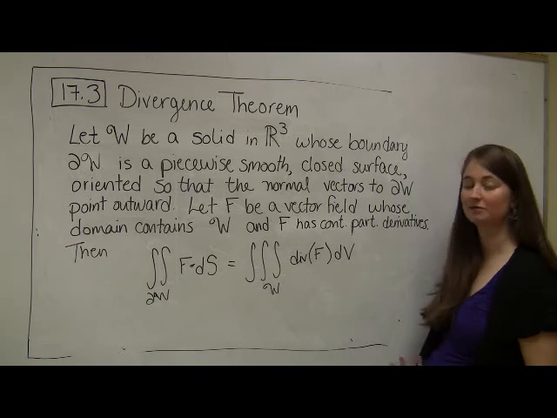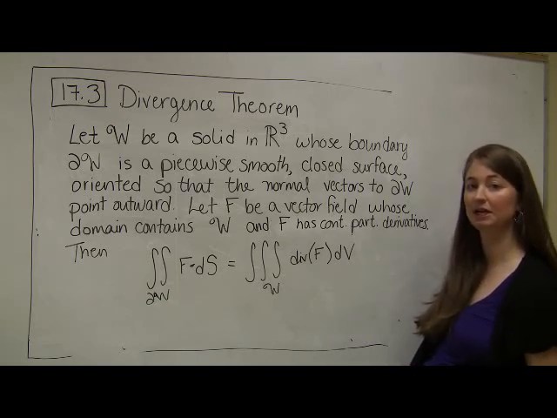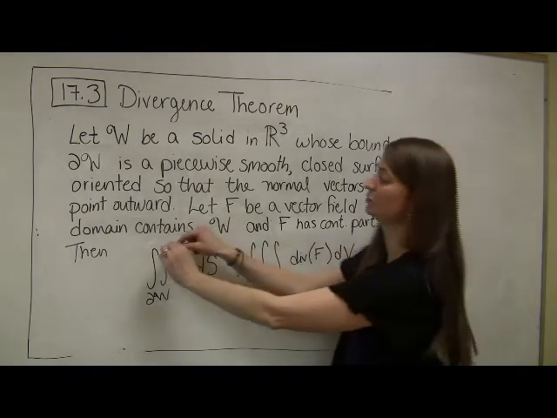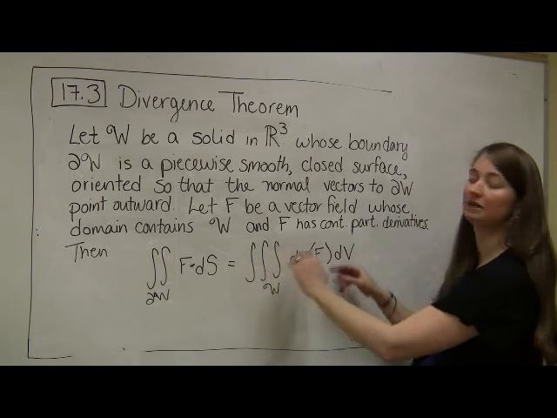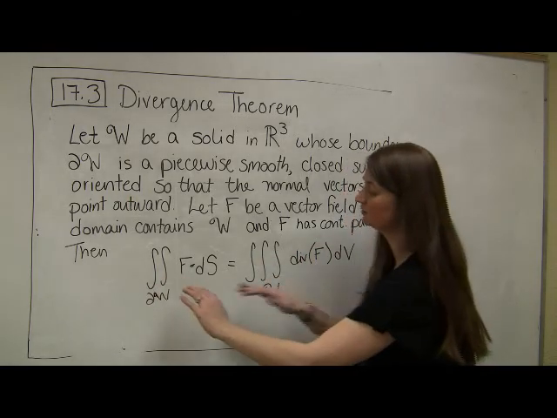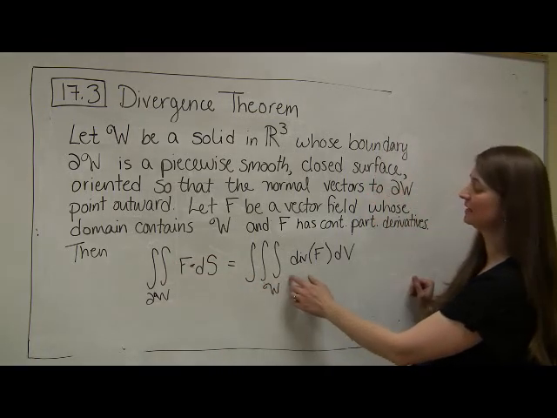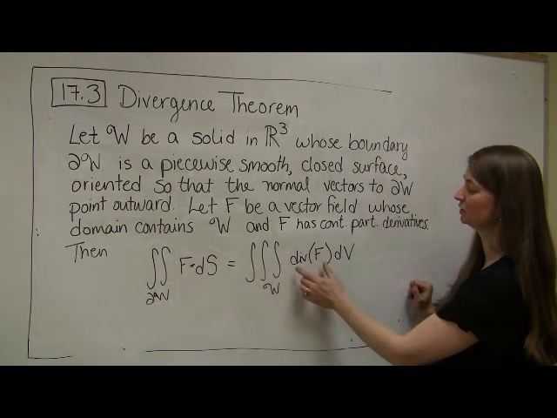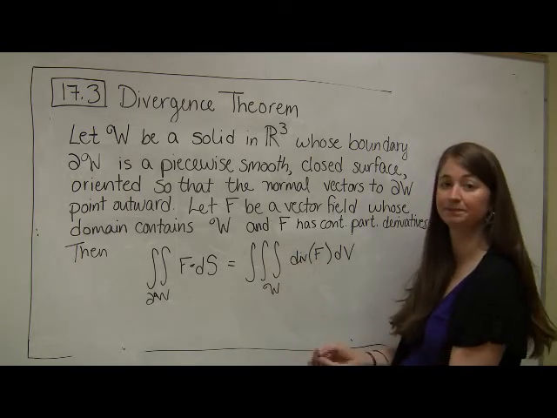So this theorem is very similar to some of the theorems that we saw before, only in the previous theorems that we were looking at, we had boundaries that were just lines, and then we were setting them equal to double integrals over surfaces. And now we have a double integral, which in this case is over a closed surface, and it's going to be set equal to the triple integral of the divergence of F over that entire volume.